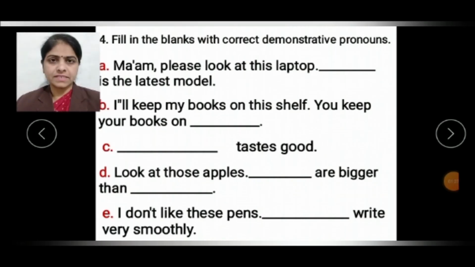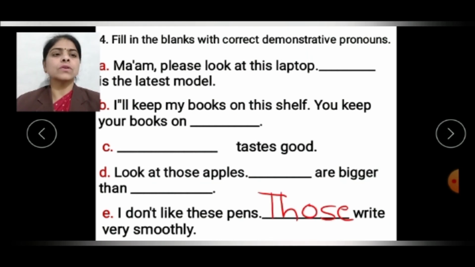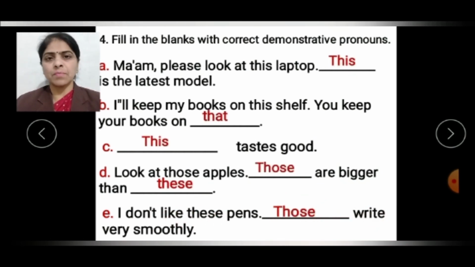Now, let's have the last sentence, that is, I don't like these pens. Blank write very smoothly. In this sentence, pens is a plural noun. So, to fill the blanks, we need a plural demonstrative pronoun, and that is those. So, after writing the correct demonstrative pronoun, the sentence will be, I don't like these pens. Those write very smoothly. With this, the exercise is completed.